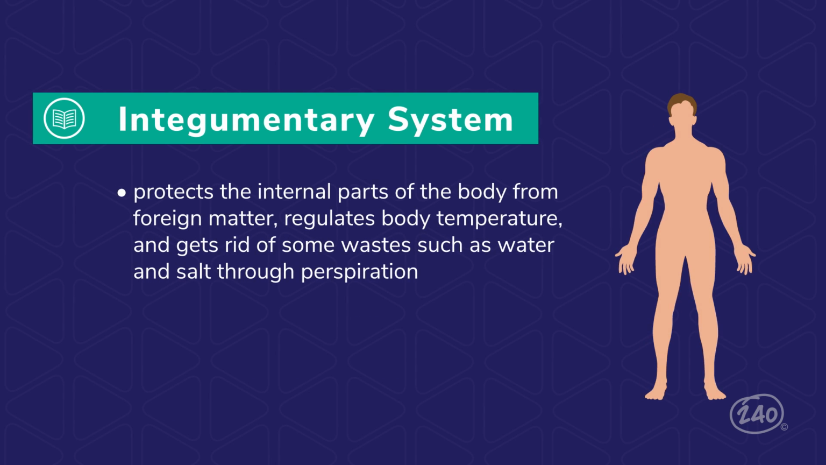The integumentary system protects the internal parts of the body from foreign matter, regulates body temperature, and gets rid of some wastes such as water and salt through perspiration. An example of this is our skin.